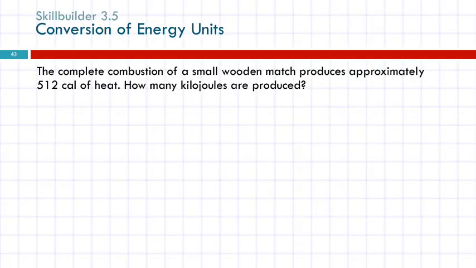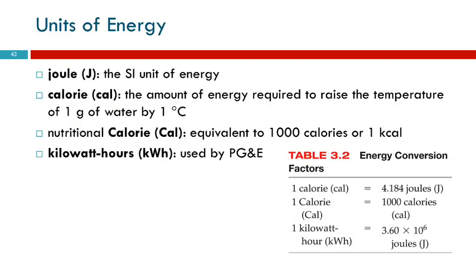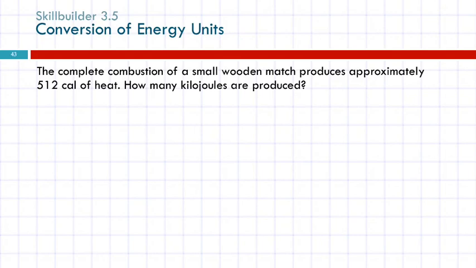So using the relationships between the energy units, we can do energy unit conversions. So the complete combustion of a small wooden match produces approximately 512 calories of heat. How many kilojoules are produced? Well, we're going to need a relationship. Here we have calorie is 4.184 joules. So we're going to need that. So make a note of that. 1 calorie equals 4.184 joules.